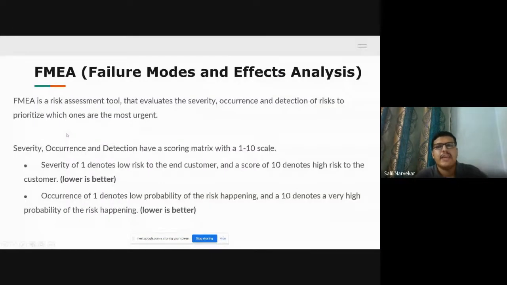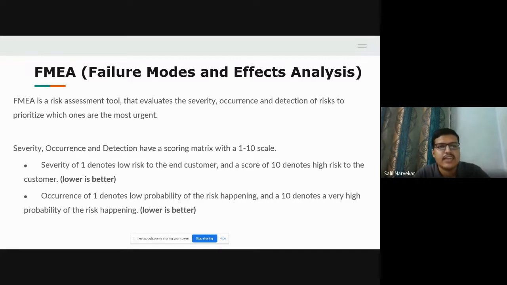So FMEA, failure modes and effects analysis, is something which the US military came up with, and it's a risk assessment tool that evaluates the severity, occurrence, and detection of risk to prioritize which of the problems has to be addressed first because they are the most urgent. This is done based on a scoring matrix for the severity, occurrence, and detection. A score of 1 indicates a low risk, and a score of 10 indicates a high risk.